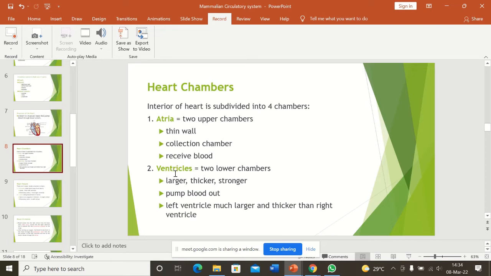Let's look at the ventricles, which are the lower chambers. The ventricles have the following characteristics. They are larger, thicker and stronger. They pump blood out of the heart. The left ventricle is much larger and thicker than the right ventricle, and that is because it pumps blood to the rest of the body.